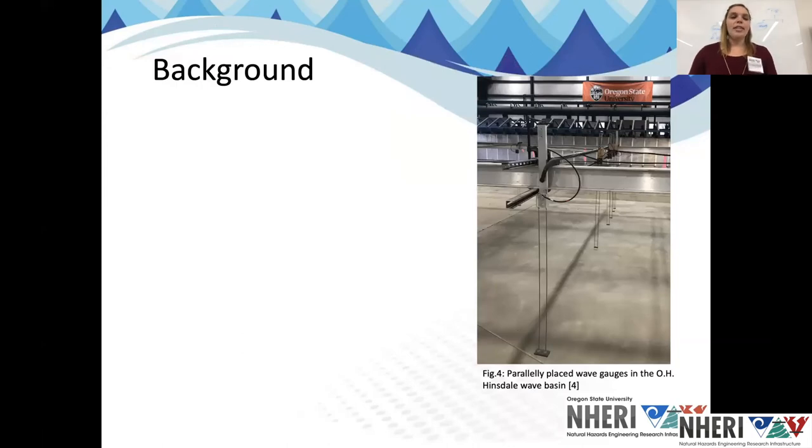So classical methods of estimation for those kinds of waves, like the Mansard and Funke method or the Goda method, use co-located wave gauges that are perpendicularly spaced throughout the research setting. These measure elevation to calculate reflection.